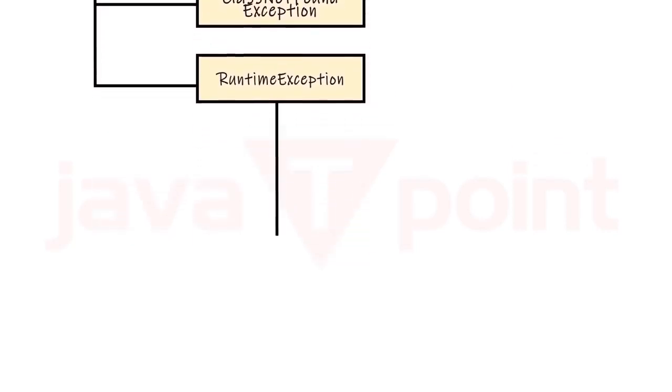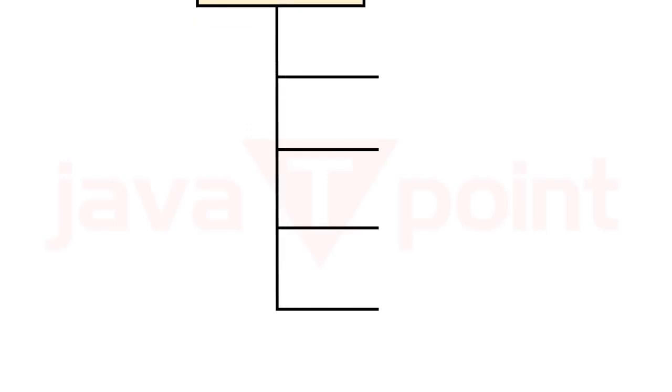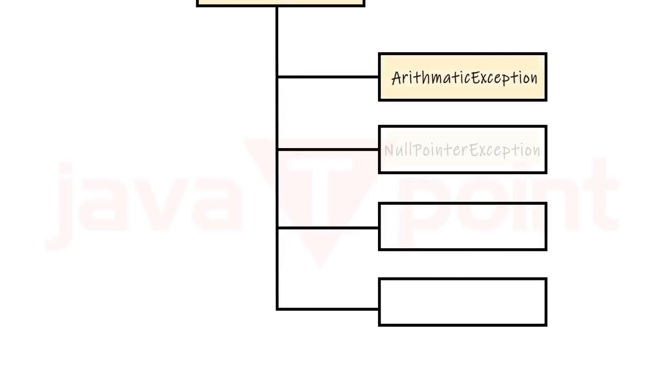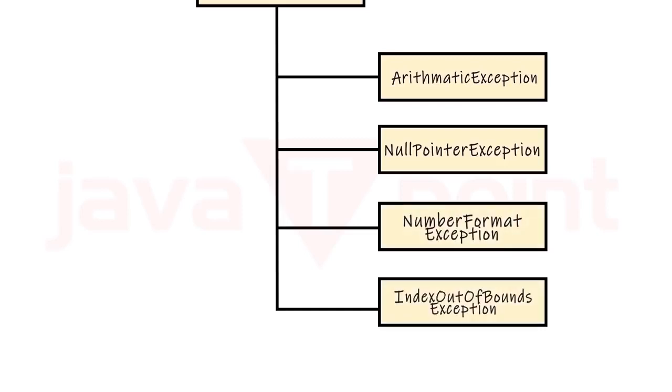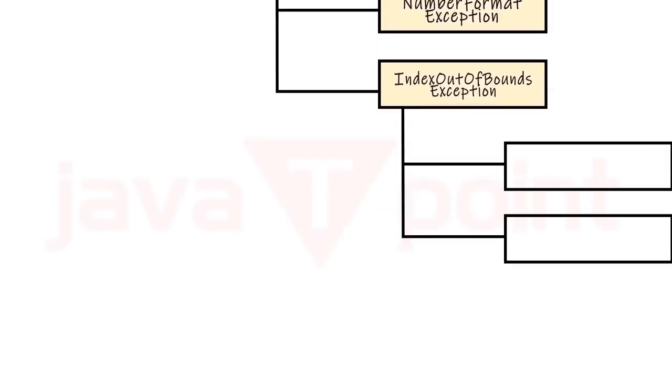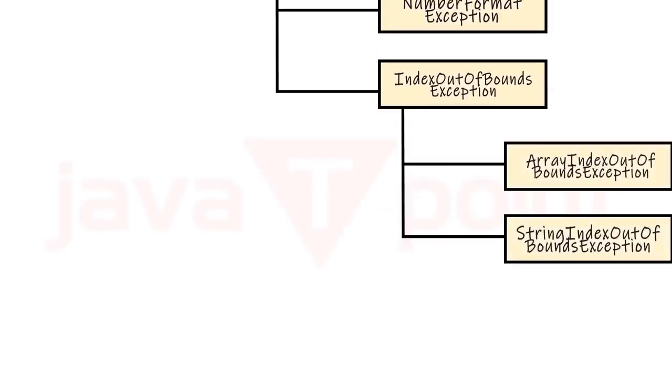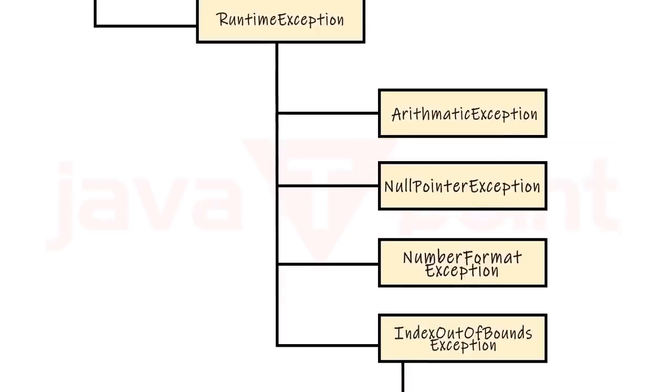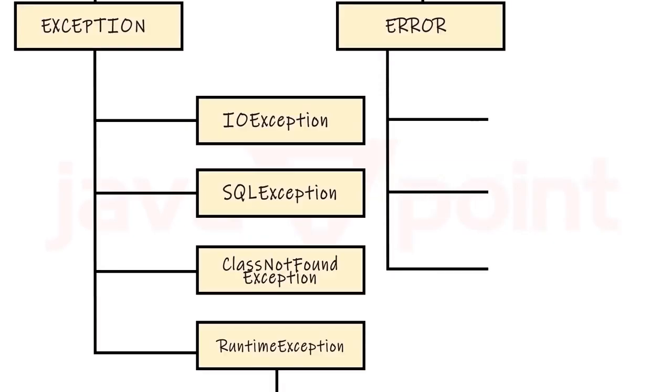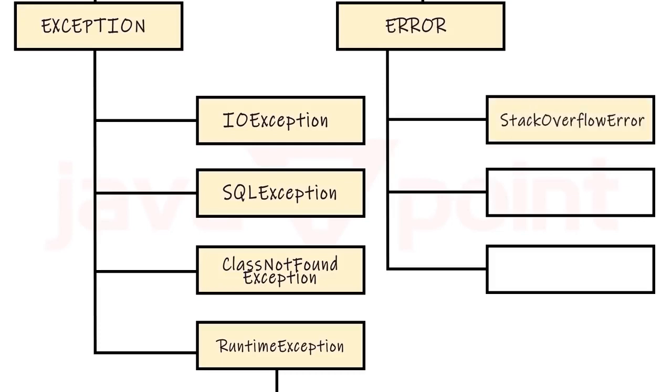The RuntimeException is inherited by ArithmeticException, NullPointerException, NumberFormatException, and IndexOutOfBoundsException. IndexOutOfBoundsException is inherited by ArrayIndexOutOfBoundsException and StringIndexOutOfBoundsException. And finally, the subclasses of Error are StackOverflowError, VirtualMachineError, and OutOfMemoryError.